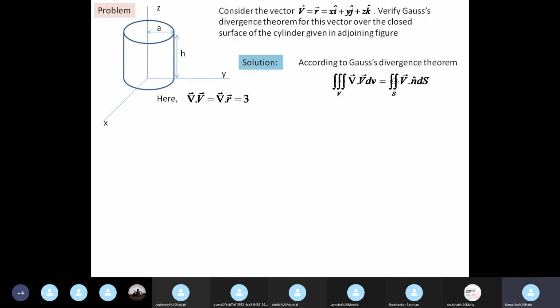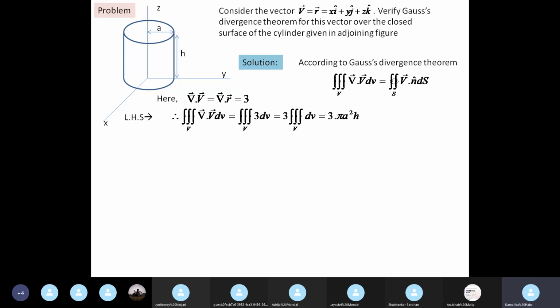Divergence of V is divergence of R, which is 3, all of you know that. So the left hand side is basically the volume integral of divergence V dV. So volume integral of 3 dV, 3 is a constant, take it outside. Volume integral of dV will give you the volume of this cylinder, which is pi a square h. So the result of the left hand side is simply 3 pi a square h. You can see it's almost a one step solution.